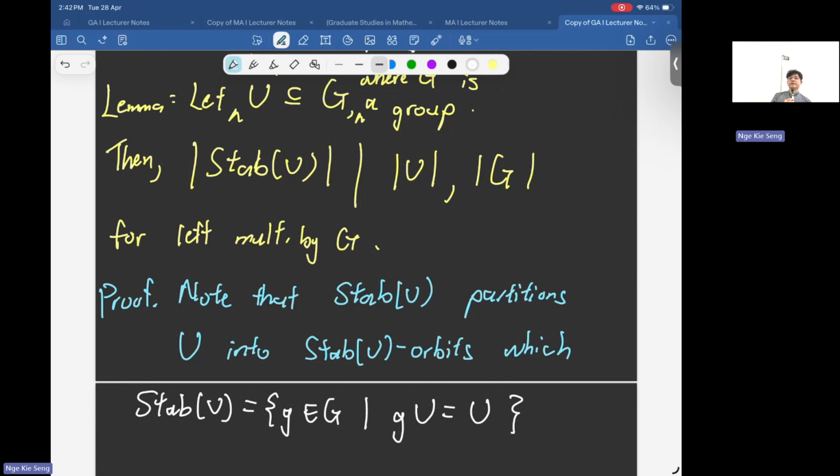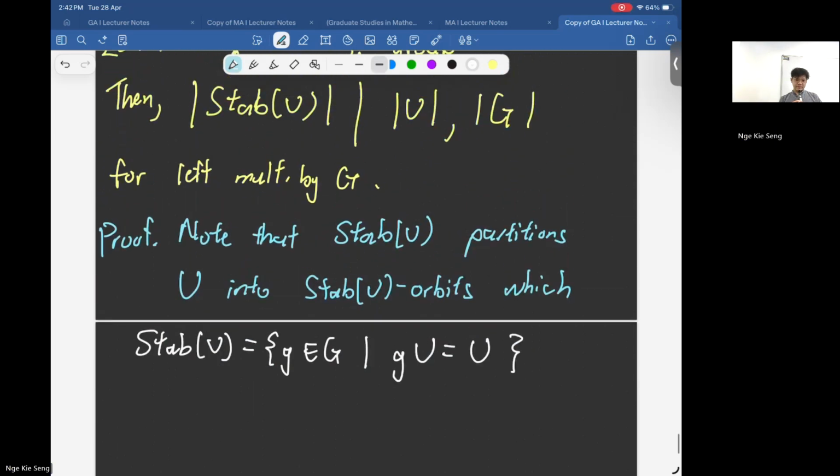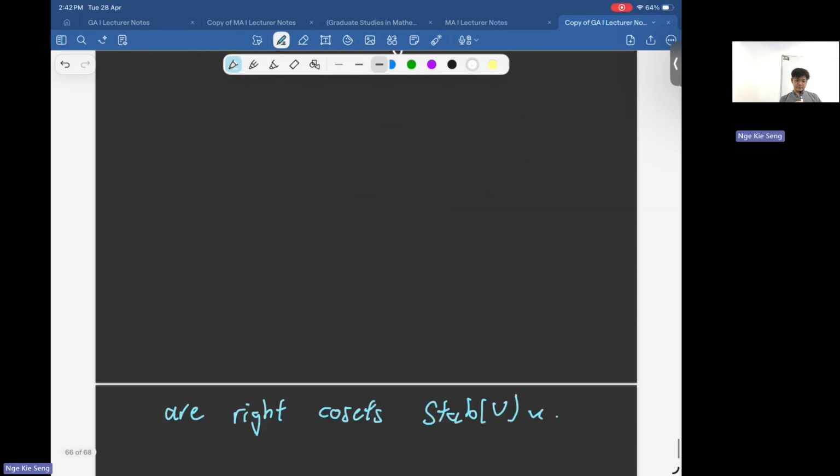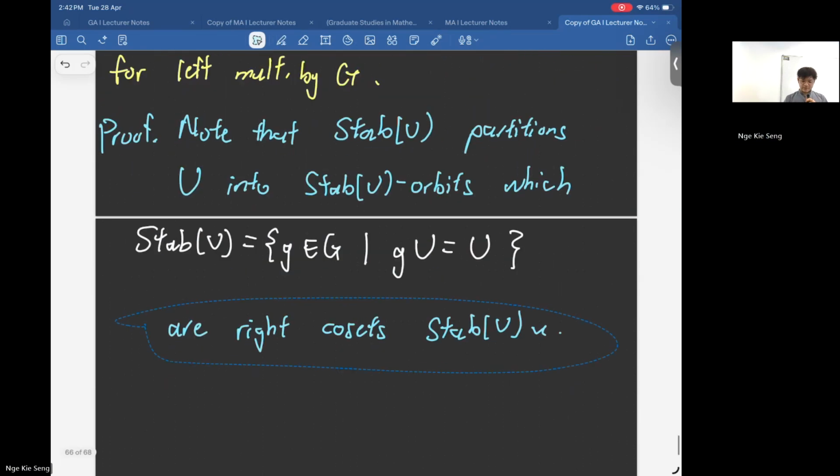Yes, it is the whole set. Action on the subset. Get what I mean? Okay, cool. Very good. So does this answer why it is a right coset? Let's pull it up.